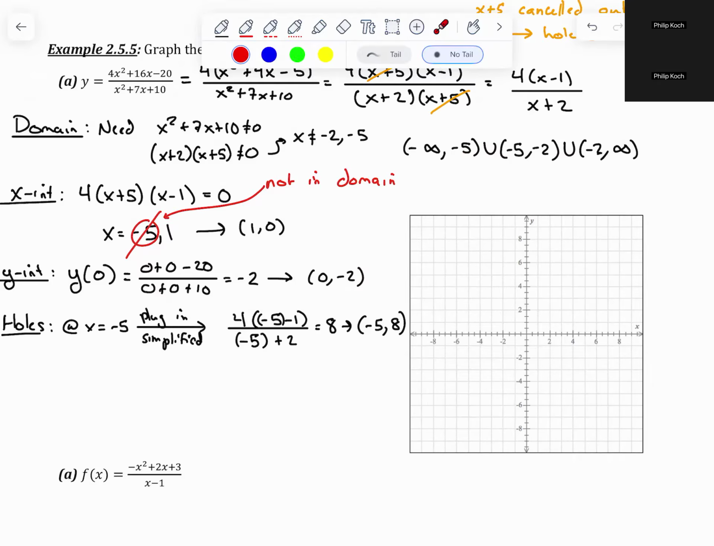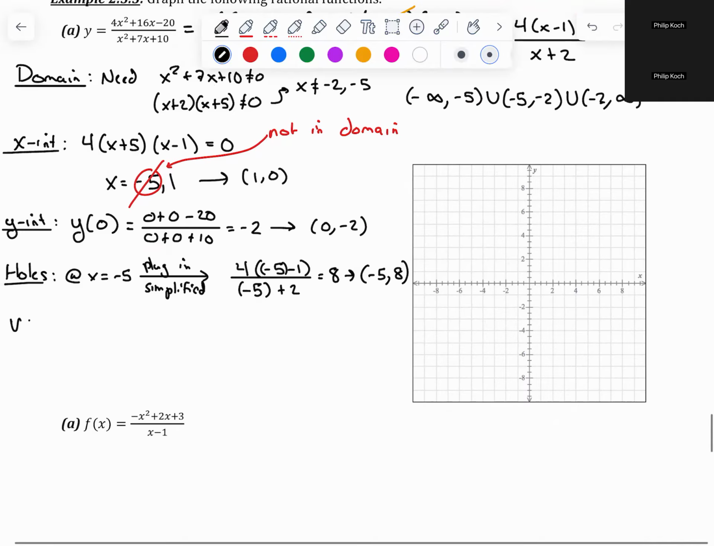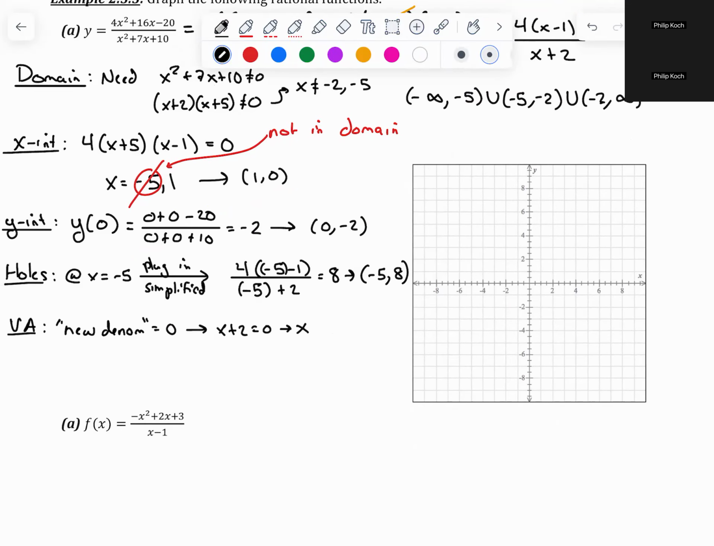Then we've got vertical asymptotes, VAs. And this is where the new denominator equals 0. So that is x plus 2 equals 0, which gives me x equals -2. I'm going to underline all these bits and pieces of information because they're all relevant. But we have a vertical asymptote where the new denominator equals 0, which would be just at -2.